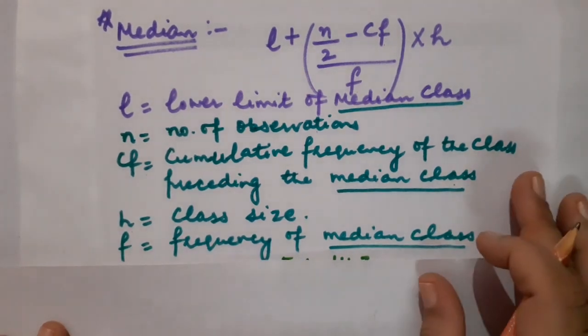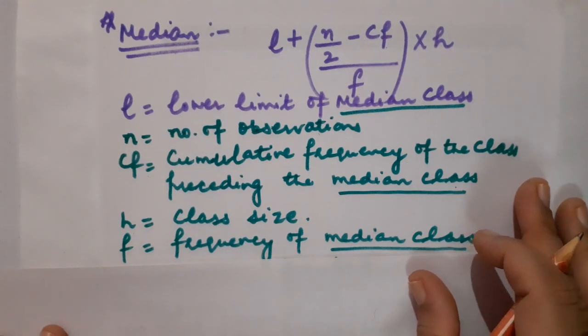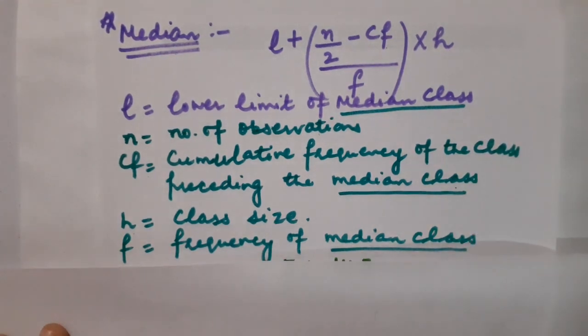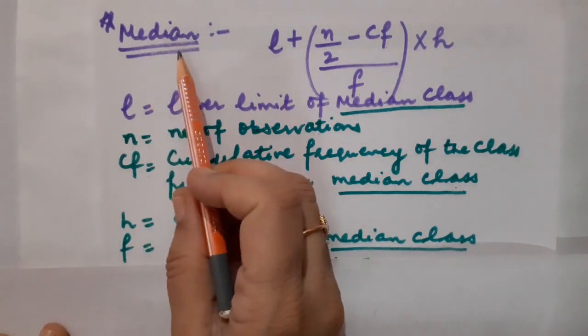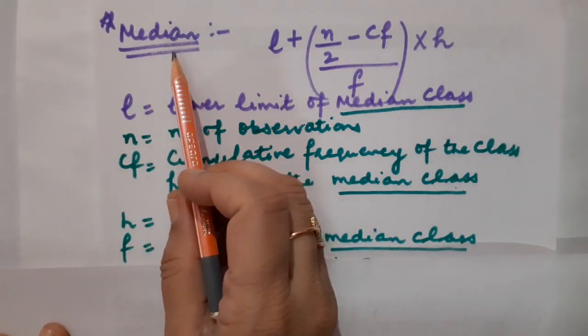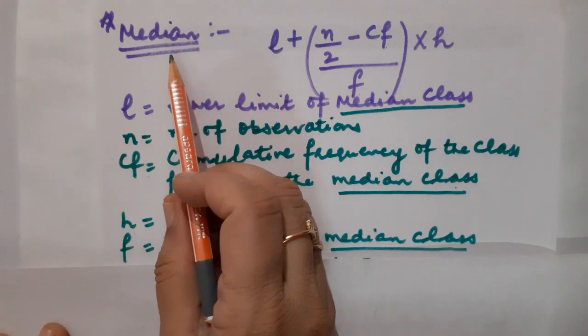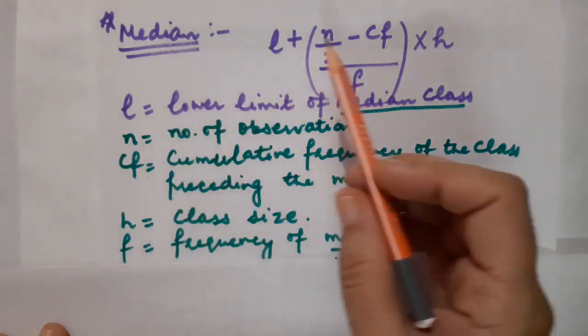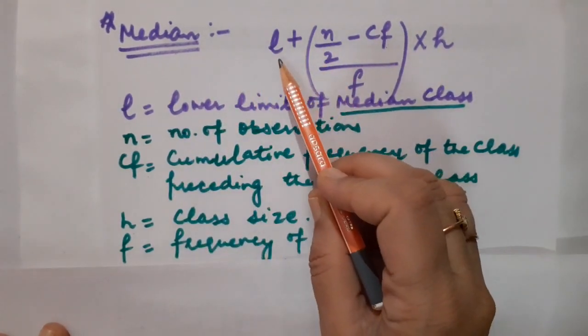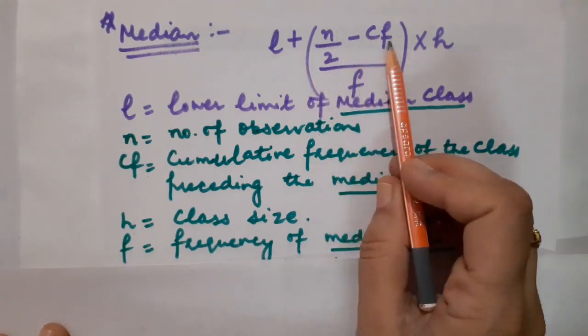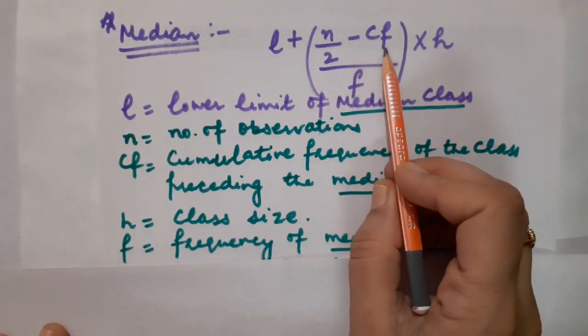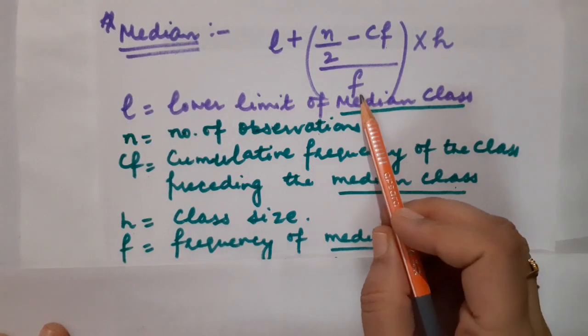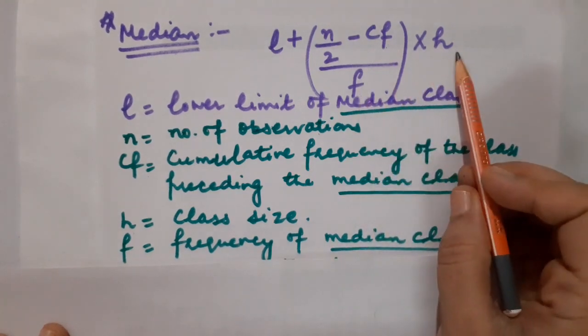Before I make you recall the formula of calculating median for grouped data, the question arises, what do you mean by median? Median is nothing but the middle observation. Correct? So, how to calculate median when you have grouped data, like class intervals given? The formula is L plus (n by 2 minus CF) divided by F, into H.